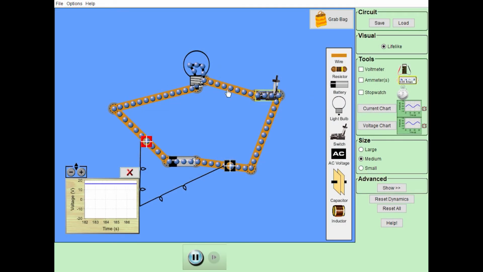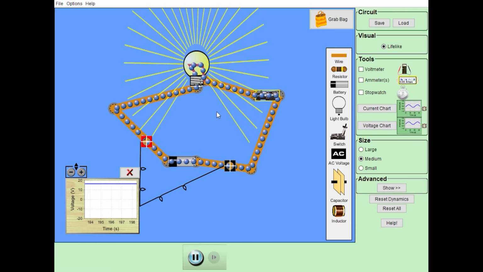So what are we looking at here? We are looking at a simple cell. It's only got a cell here in a circuit with a bulb and a switch. At the moment, the electrons aren't moving, so let's get them moving round. And now they're starting to go round counterclockwise. Now you also notice down here, I've also got a voltmeter, which is measuring the voltage here. And that voltage, you can see, is about 16, 17 volts.